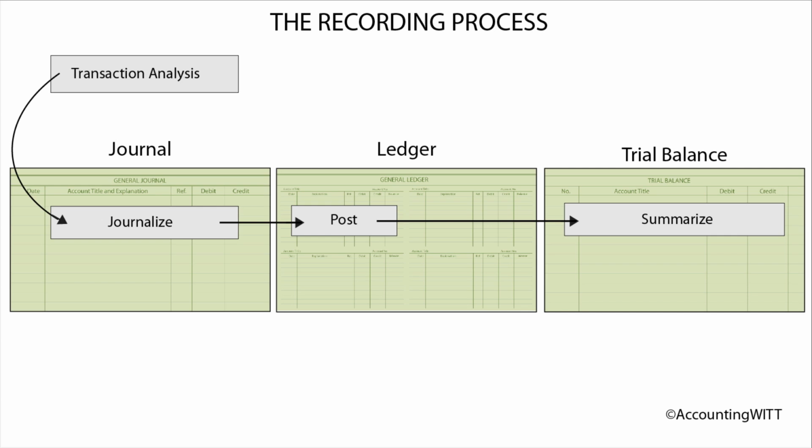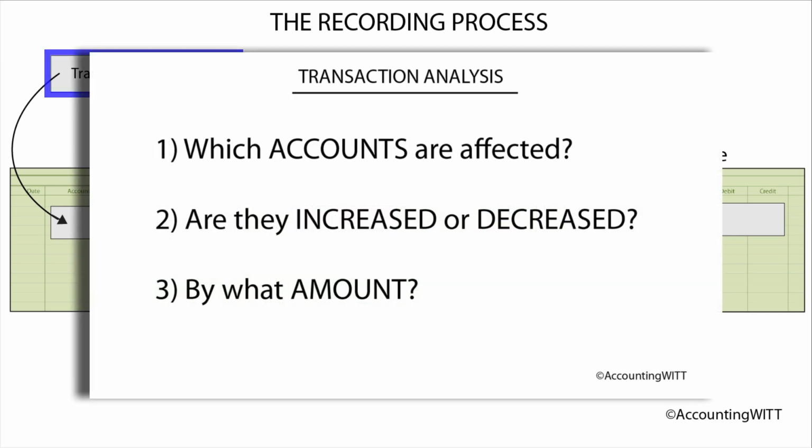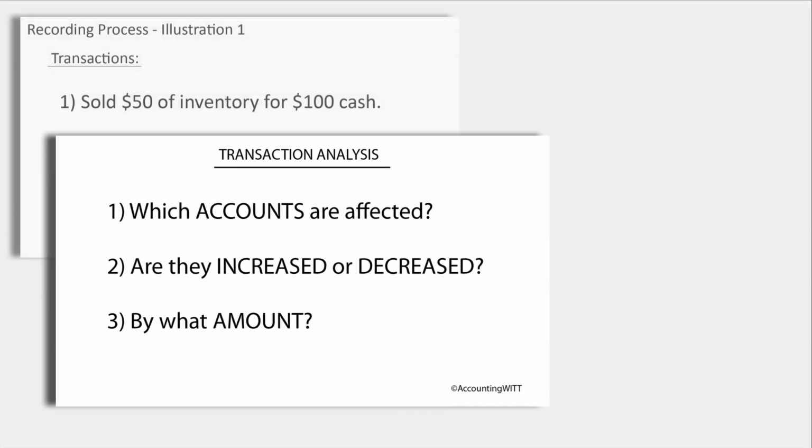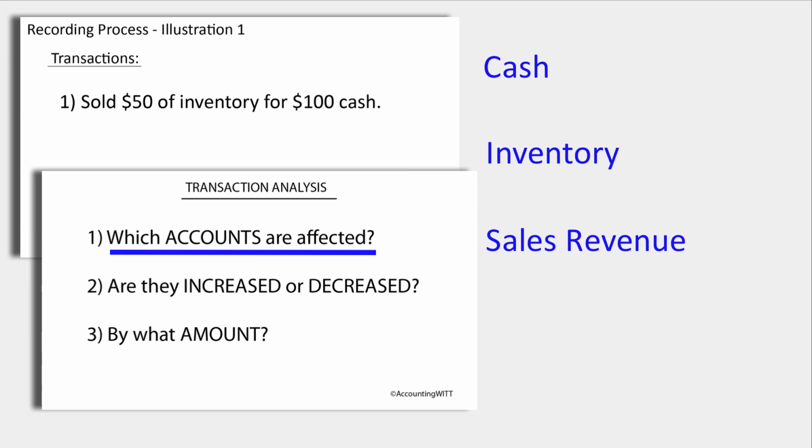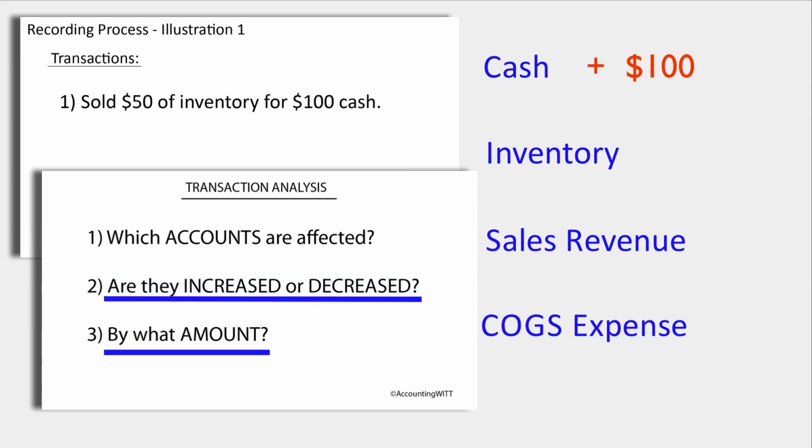The first step of the recording process is transaction analysis. These are the steps of transaction analysis. From our analysis, we determined that there are 4 accounts affected by the first transaction. The affected accounts are the cash account, the inventory account, the sales revenue account, and the cost of goods sold expense account. The cash account increases by 100. The sales revenue account also increases by 100. The inventory account decreases by 50, and finally, the cost of goods sold expense increases by 50.